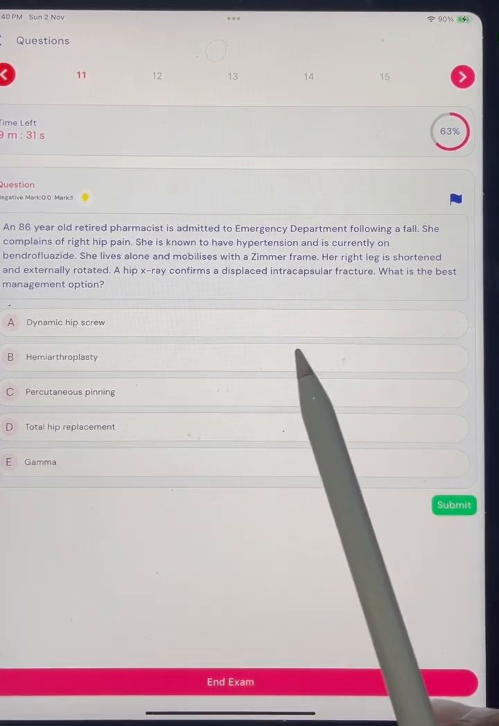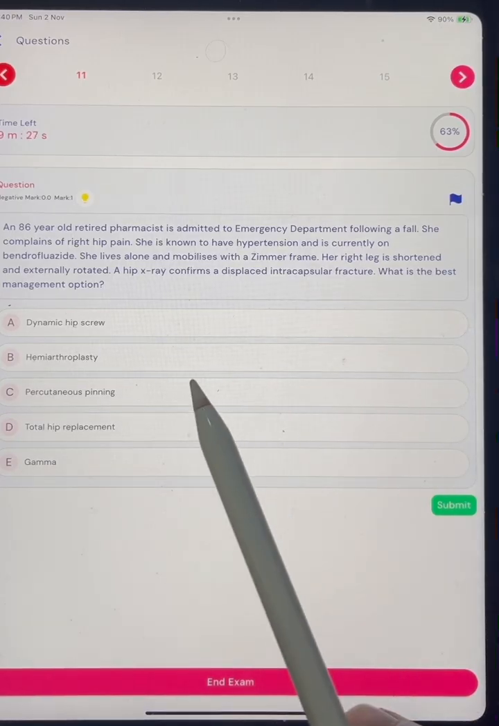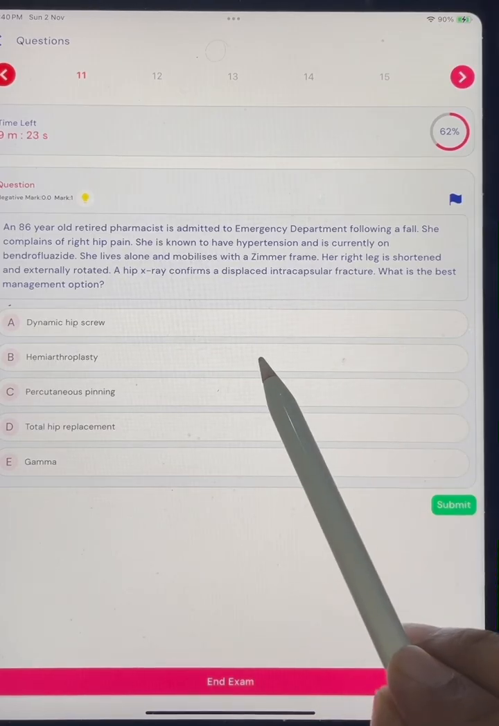86-year retired pharmacist admitted to the department with fall. She complains of right hip pain, known to have hypertension. Currently, lives with the Zimmer frame. So, frame means hemiarthroplasty.